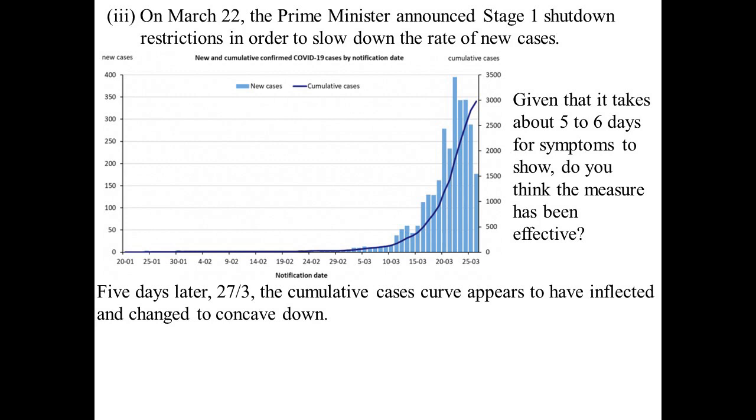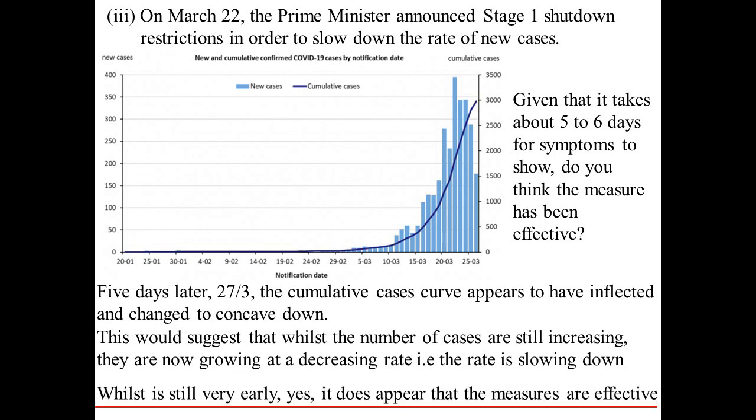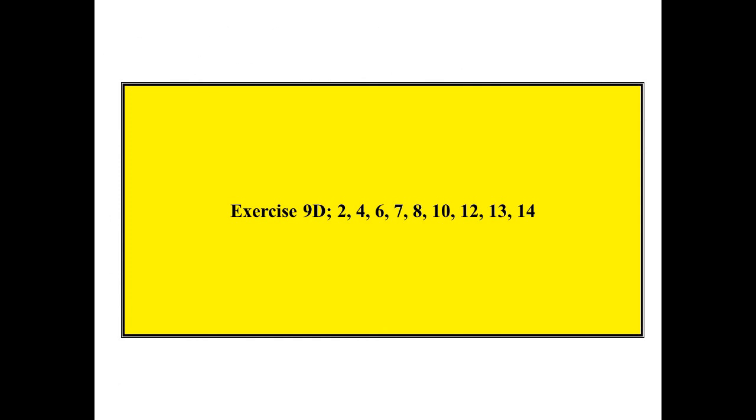Well, if you have a look at it, it does appear that our curve has inflected. It's changed from concave up to concave down. So whilst they are still increasing, they're now at a decreasing rate because the curve is concave down, but the slope is positive. Different direction, slowing down. So that rate is slowing down, which is what they were trying to do. So, yep, still very early days, but it does appear that these measures have been effective. So 9D we'll look at for this idea of concavity and the rates of change.